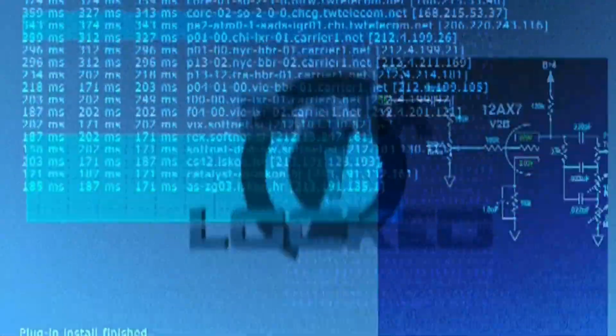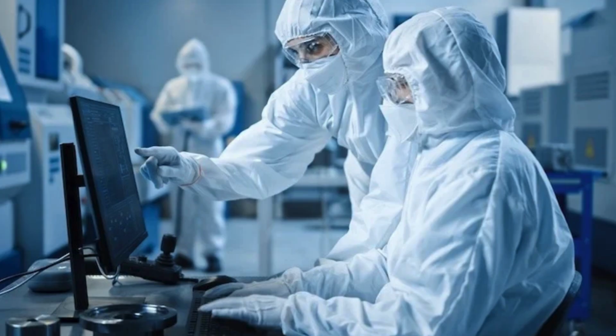So, how do we draw circuits smaller than a virus? This is the core challenge. All fabrication happens in an environment 100 times cleaner than an operating room, which is called the clean room, because even a speck of dust can destroy a circuit. So, here are the critical steps.